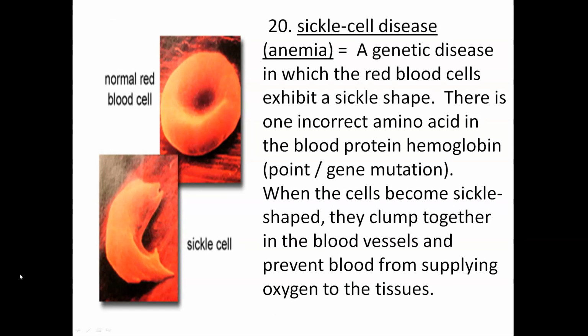Sickle cell disease, or sickle cell anemia, is a genetic disease in which the blood cells exhibit a sickle shape. Here is what they are supposed to look like. This is because of one incorrect amino acid within the amino acid sequence. When the blood cells become sickle shaped, they hook onto each other and clump together in the blood vessels and prevent blood from supplying oxygen to the tissues. If cells aren't getting enough oxygen, your cells can die.